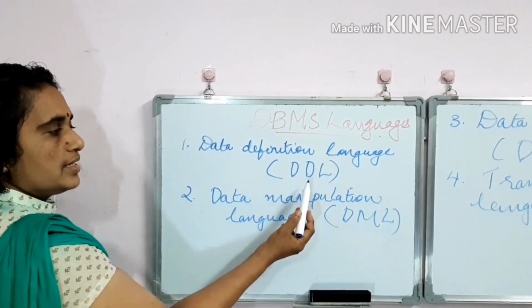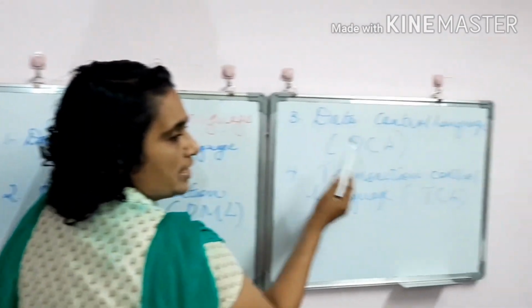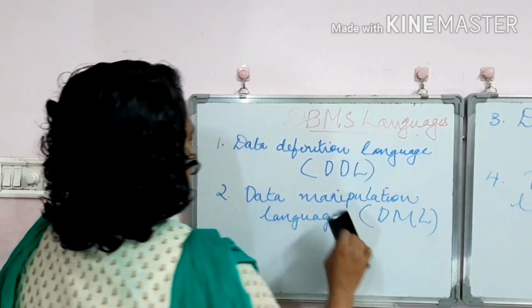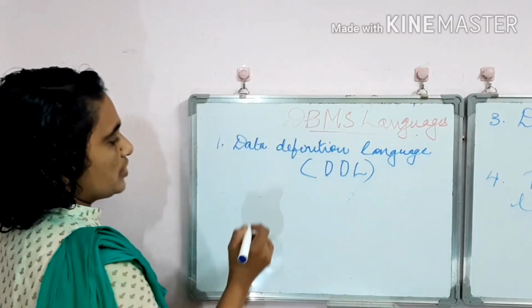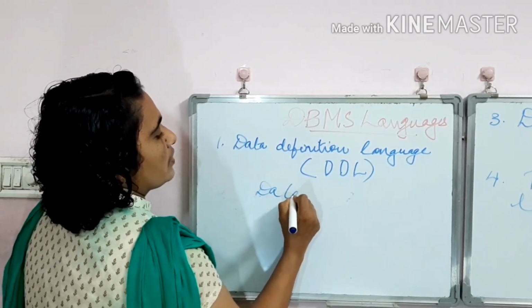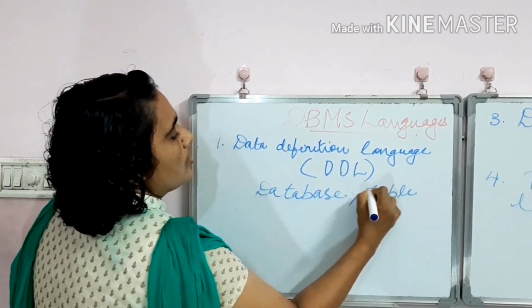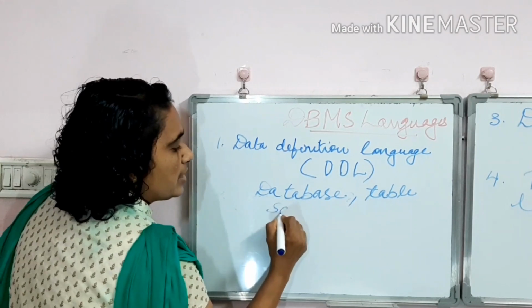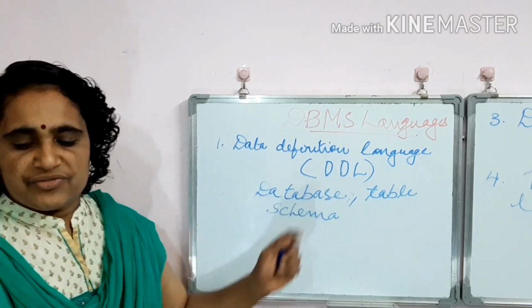Data definition language DDL, data manipulation language DML, data control language DCL, and finally the transaction control language TCL. So first of all, data definition language. Data definition language is used to define the database and the tables, or it is used to define the schema of the database. The schema of the database can be defined by using data definition language.